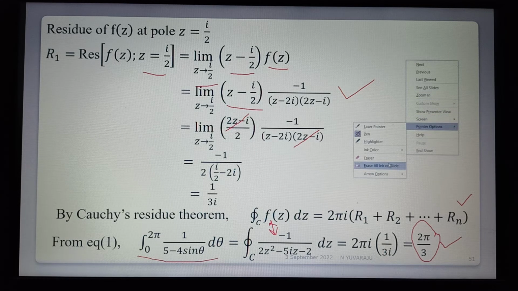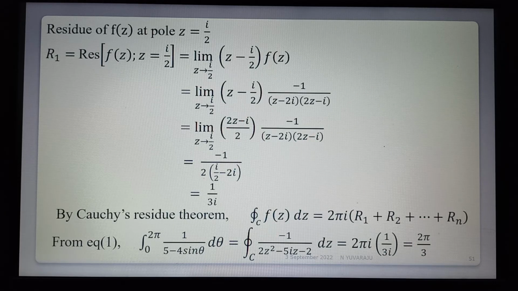Okay, understood students? All of you understood? This is Cauchy's residue theorem being used for finding the value of a definite integral. Okay, now we will see the next example.